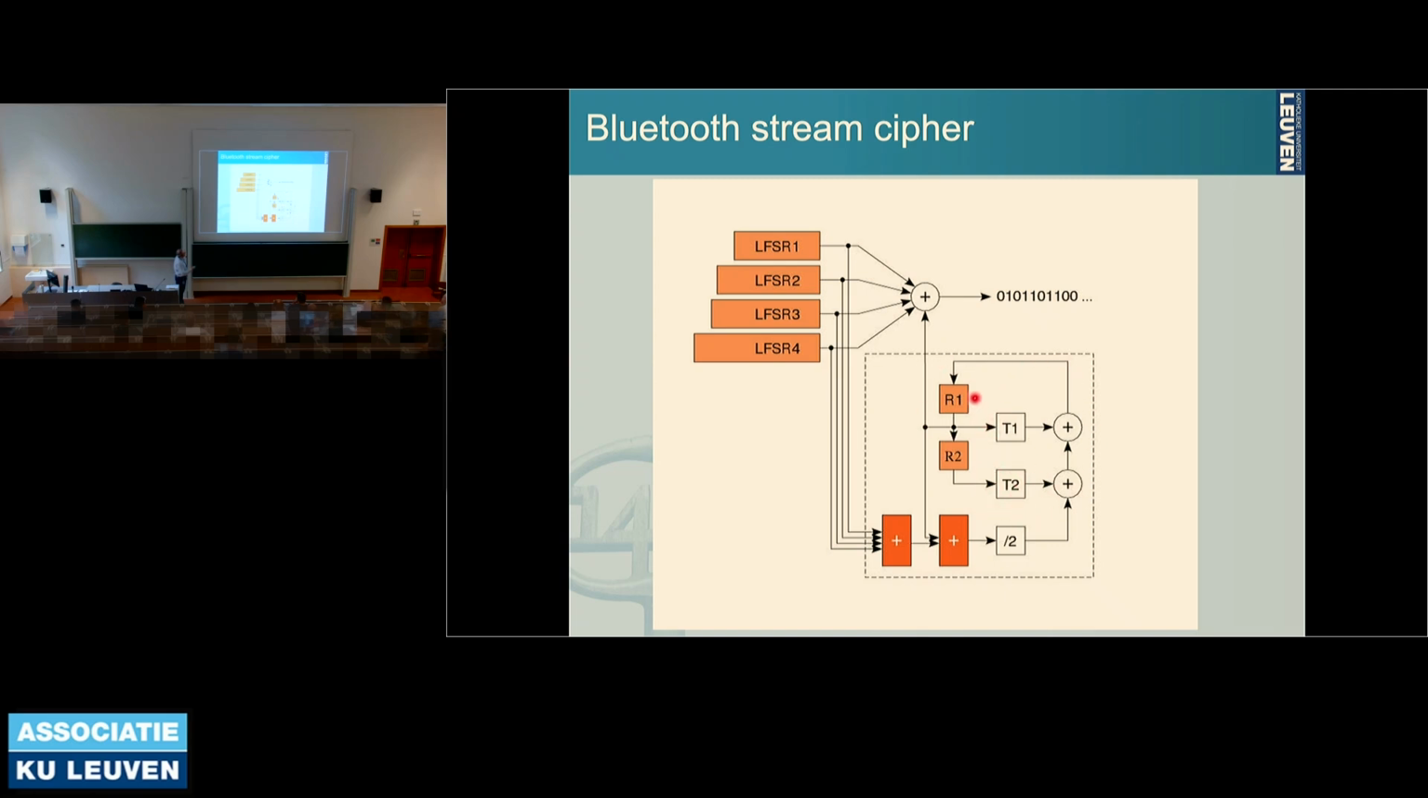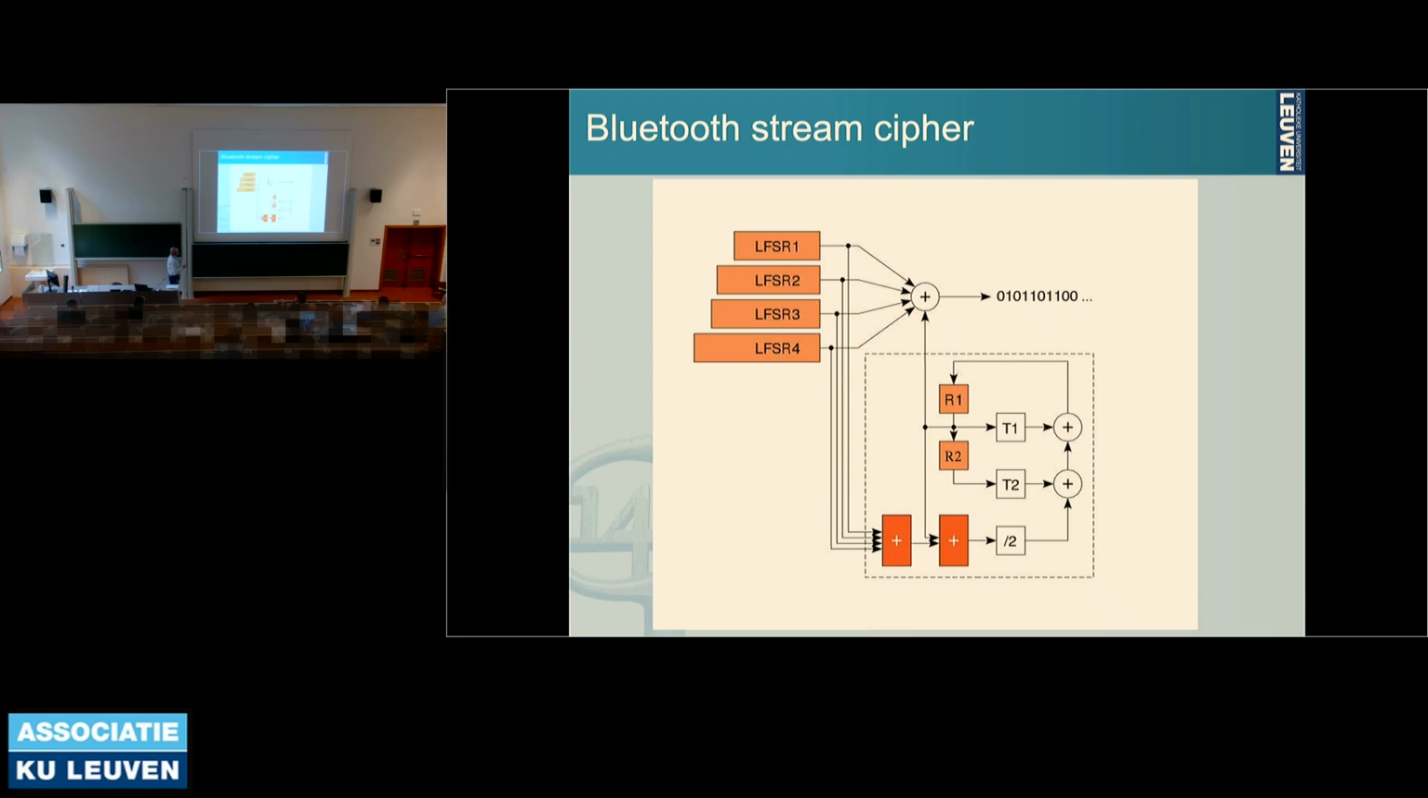And then we see that the output of this block is also going to the output here, XORed here, such that the output of the stream cipher, you could say, is a sum of some linear function and a nonlinear function, so the end result becomes nonlinear.